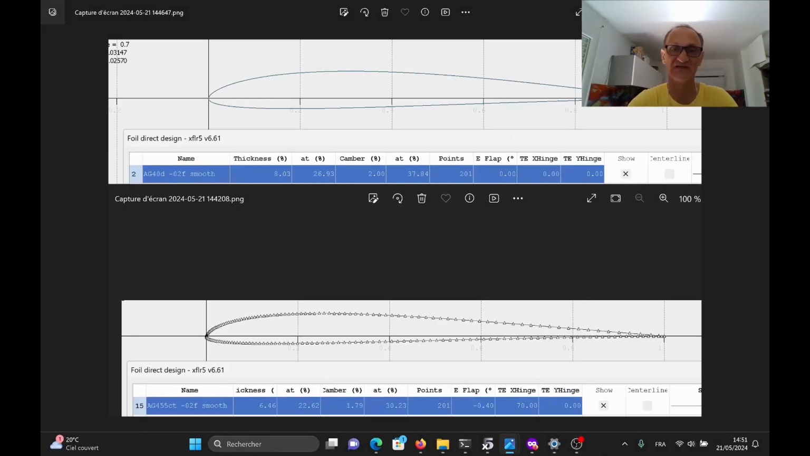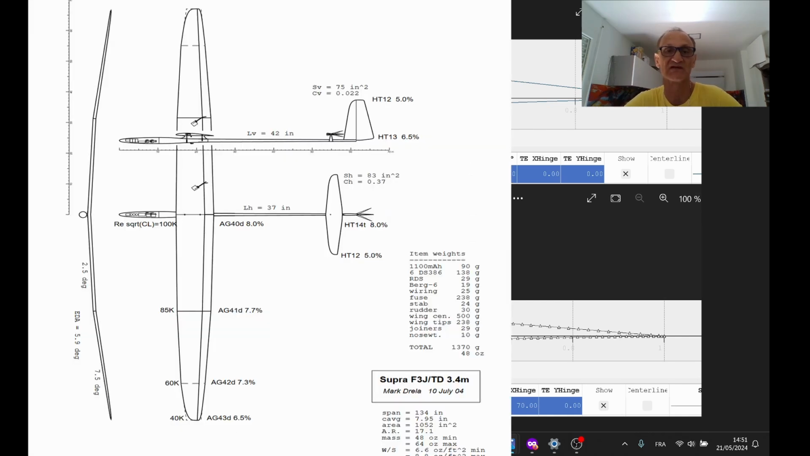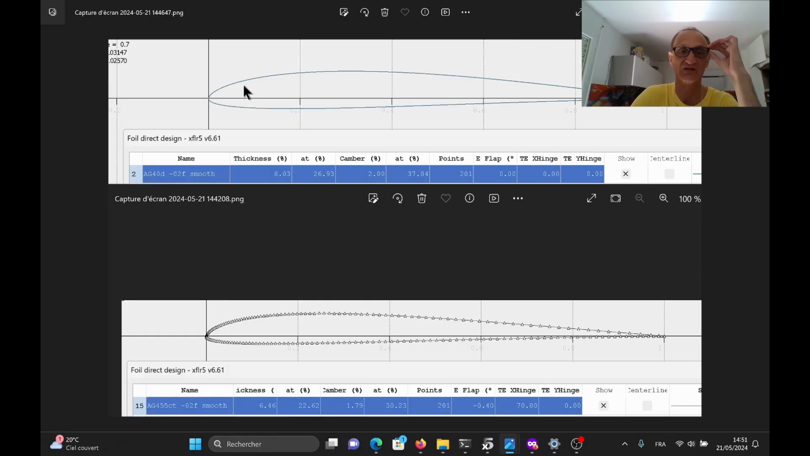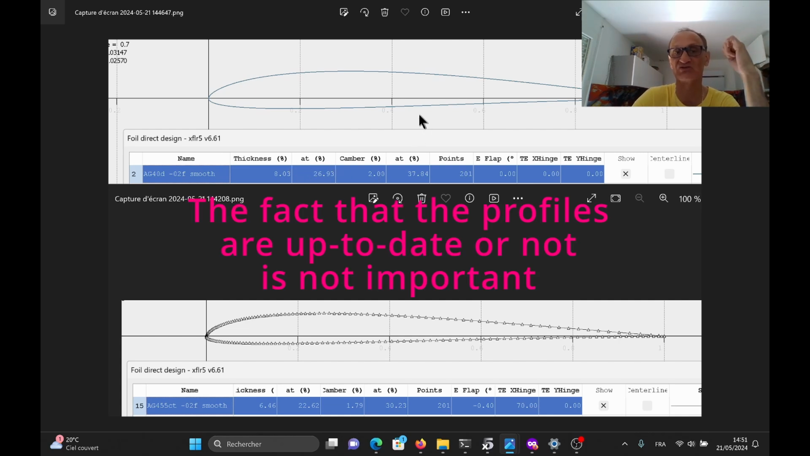So we're going to study two profiles in Xfoil and in the wind tunnel. The first one is an old generation F5G profile designed by Mark Drela. This is the AG40d, and this profile is the root airfoil of the Supra produced by Vladimir Models in Ukraine, 3.5 meters. The thickness is 8% and the camber is 2%. It's an old generation, but still very useful to look at.